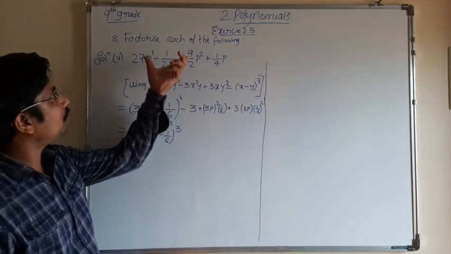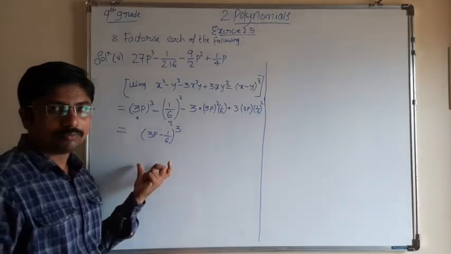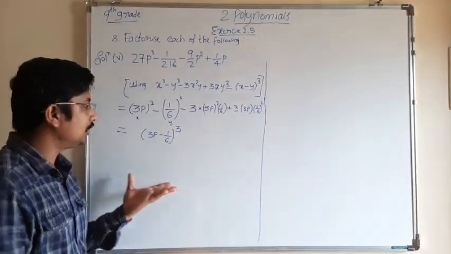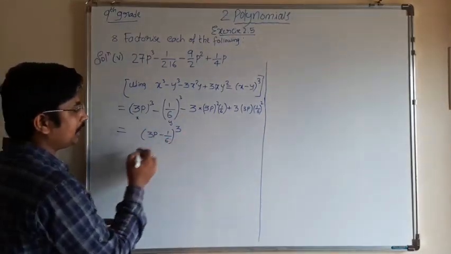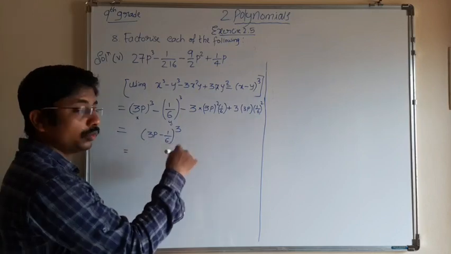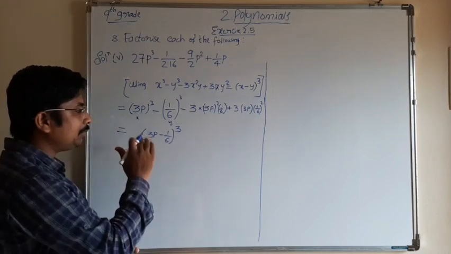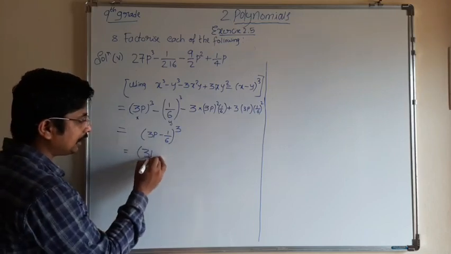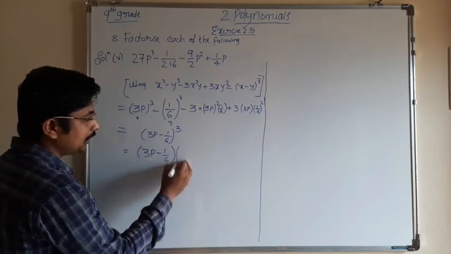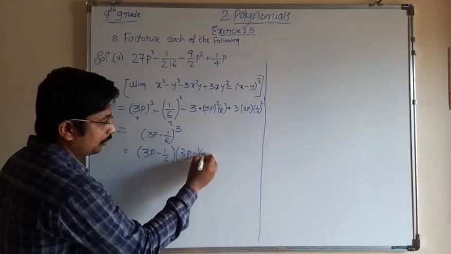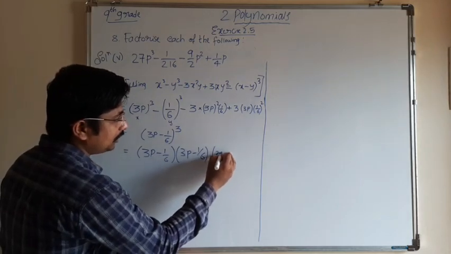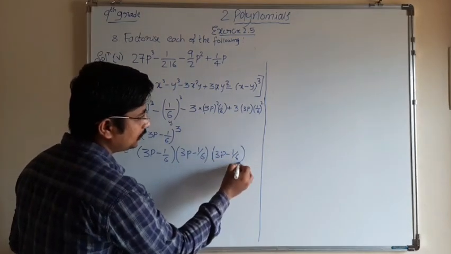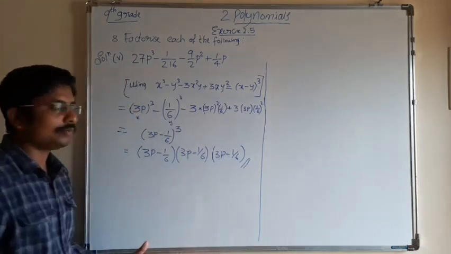From expanded form to unexpanded form we converted, we factorized. Or 3p minus 1 upon 6 whole cube may be written as 3p minus 1 by 6 multiplied 3 times. Understood? That is 3p minus 1 upon 6 into 3p minus 1 upon 6 into 3p minus 1 upon 6. This is the required solution.